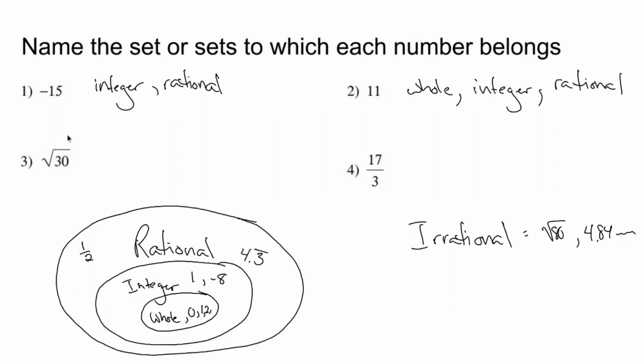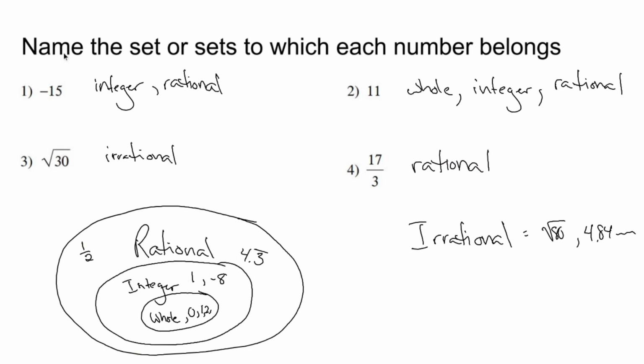Square root of 30. Do you know what the square root of 30 is? No, me neither. So it's gross. It's irrational. And last but not least, you have 17 over 3. This is a fraction, which is rational and only rational. Okay, it can't be written as a regular whole number or an integer.